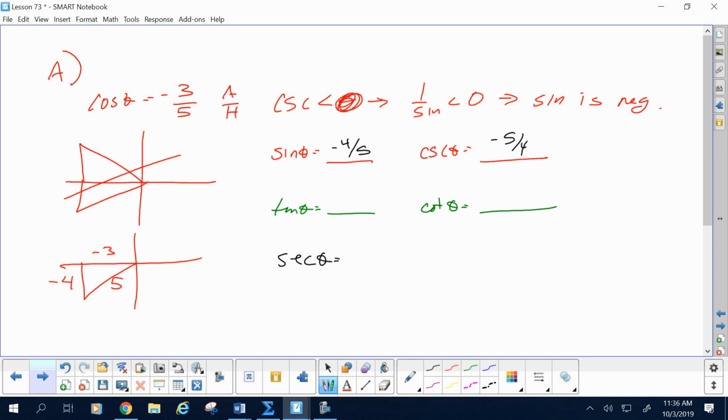Tangent theta, opposite over adjacent: 4 over 3. No, negative over negative, so positive. And cotangent is 3 over 4. And secant is 5 over -3. Is that the reciprocal of cosine? Wasn't that easy?